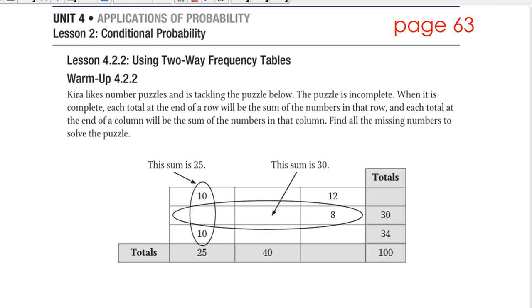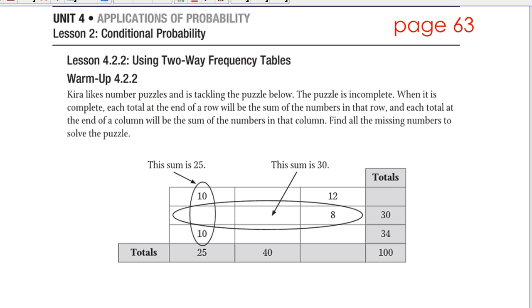I want you to turn to page 63 in your books. This is just the warm up for the day. You actually might want to pause the video and see if you can do it. It's just kind of a logic type thing. And then come back, obviously hit play and check your answers with me on the video.